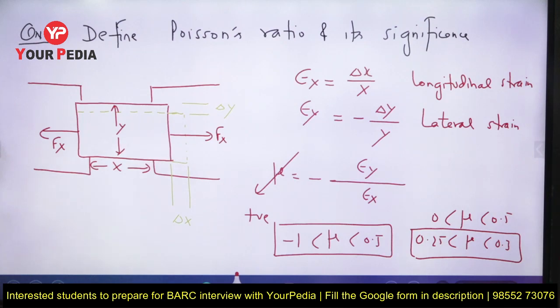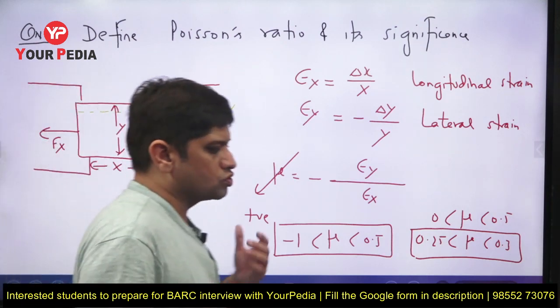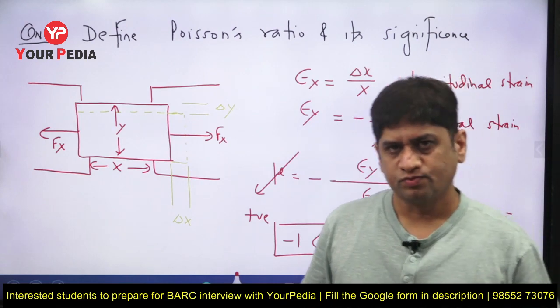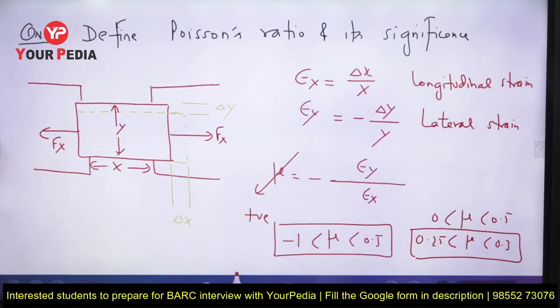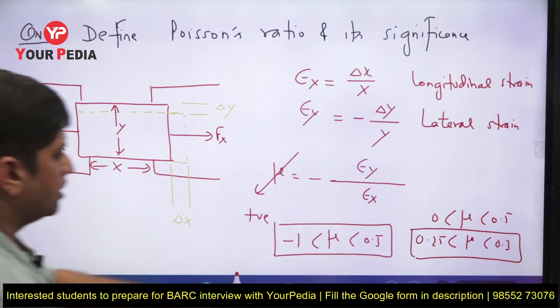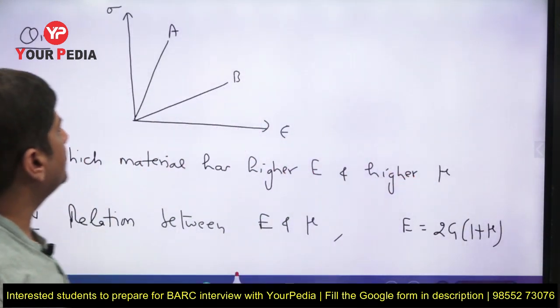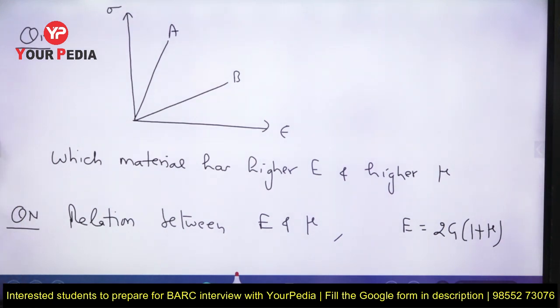So what is the significance? Sir, Poisson's ratio is used to calculate the lateral strain. So if we know the longitudinal strain, then the lateral strain can be calculated if we know the Poisson's ratio of the material. Now anyhow, if I explain it, then he gives you a stress strain diagram and tells you that for A and B, tell me which material has more Poisson's ratio.